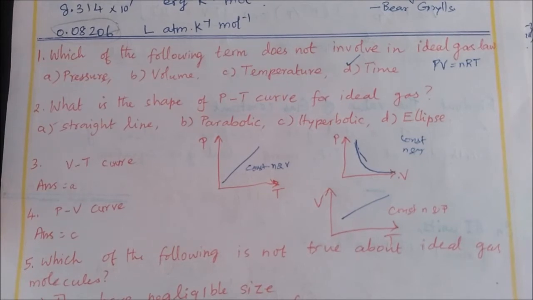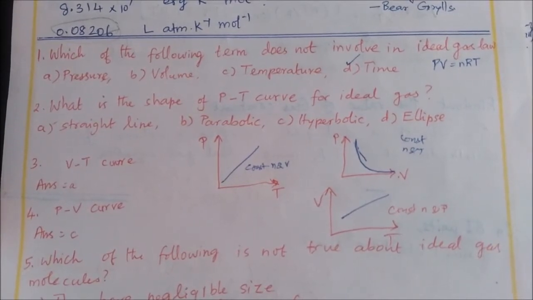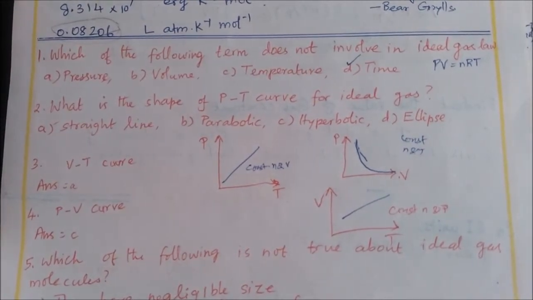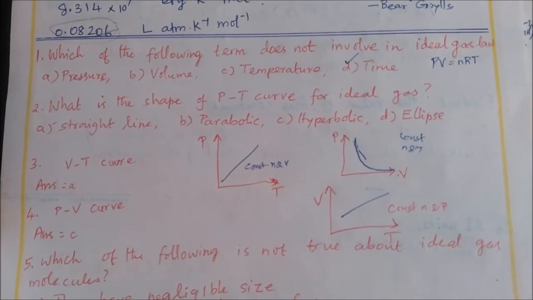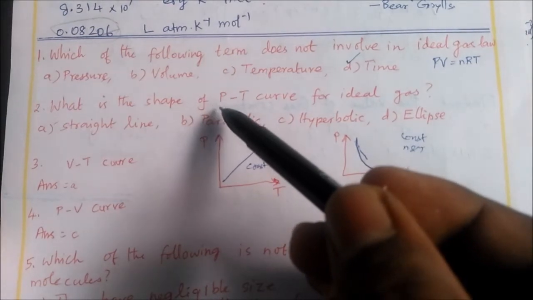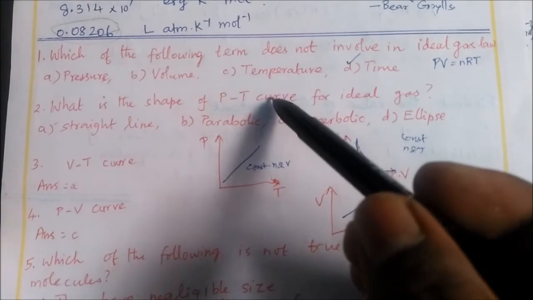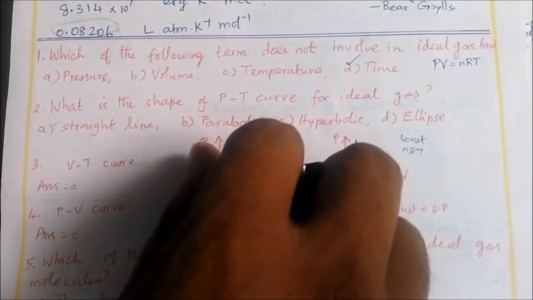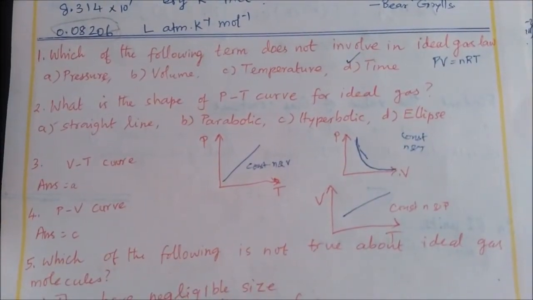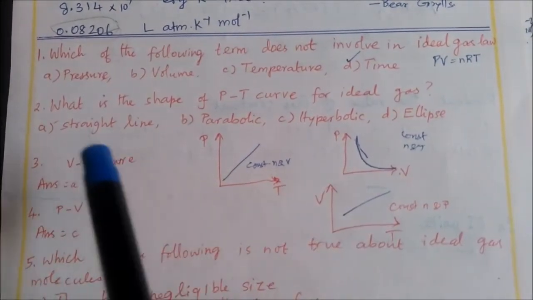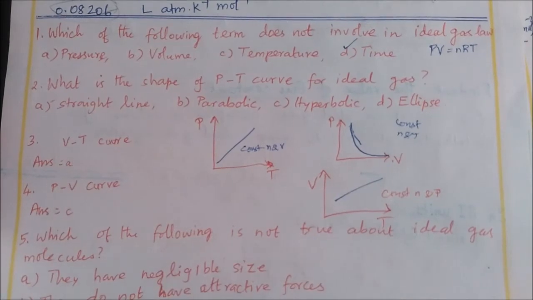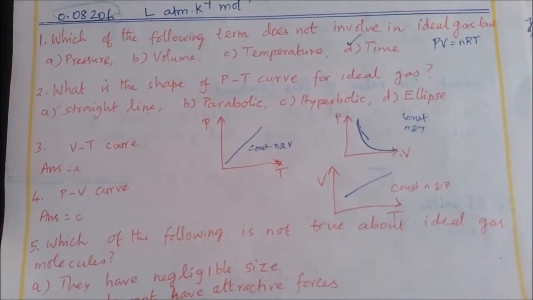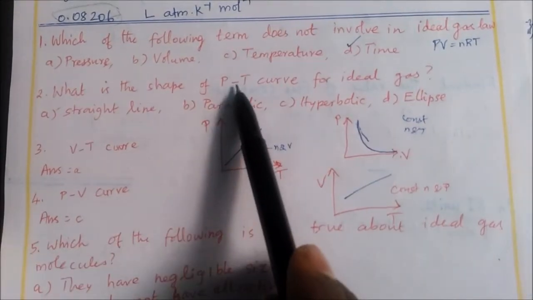Next question is an important question which is usually asked in competitive examinations, twisting the variables of the ideal gas equation. So let us see one type of question. What is the shape of the pressure versus temperature curve for an ideal gas? The question may be asked without the graph, or with the graph. Here it is asked without the graph. The options are straight line, parabolic, hyperbolic, and ellipse.